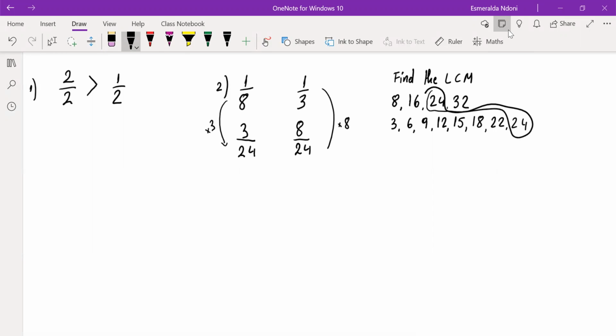Look how easy it is now to compare. Which one is bigger, 3 24s or 8 24s? Obviously, 8 24s is bigger. You can see we do not need the diagrams to compare them. We can just use the LCM. So I'm going to put 4 more questions for you to do. But for now, pause the video and copy the example that I did.